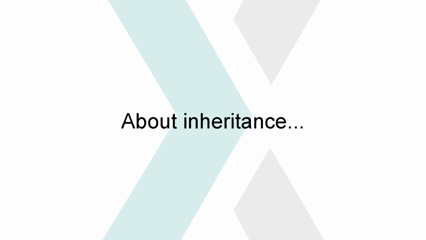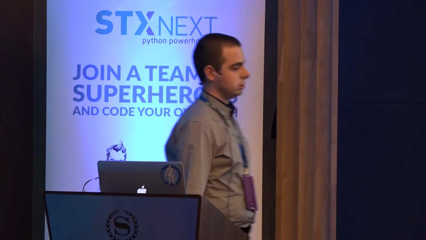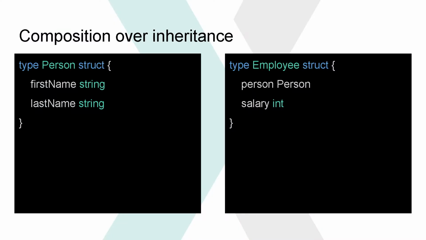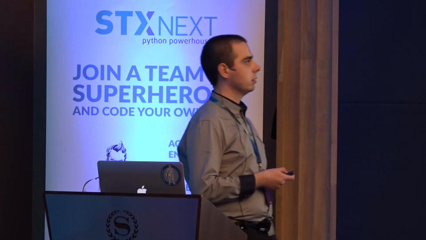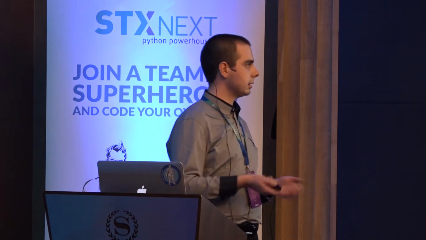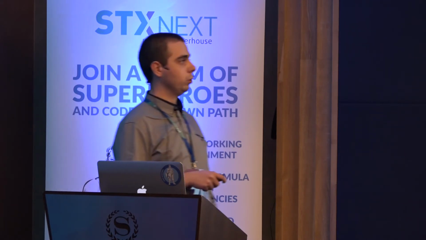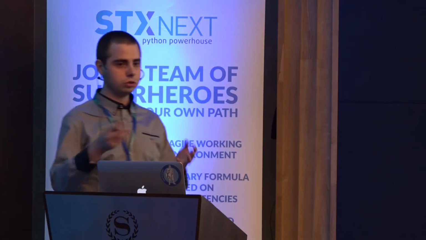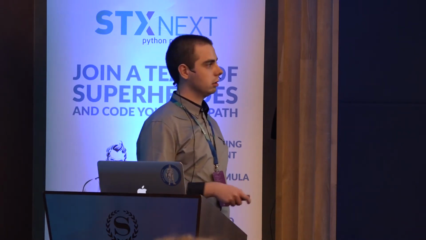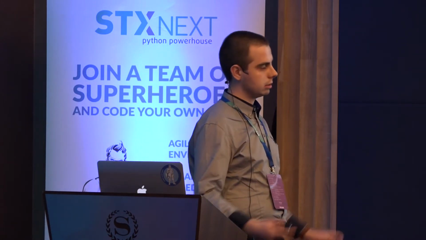About inheritance, it does not exist. But instead, we've got composition over inheritance. So one of the patterns used in object-oriented programming, we can create a structure with person, which will have first name and last name. And when we want to, for example, create an employee, we can assign a person to some kind of variable, and then go deeper with other variables we need to have in this, let's call it, object.